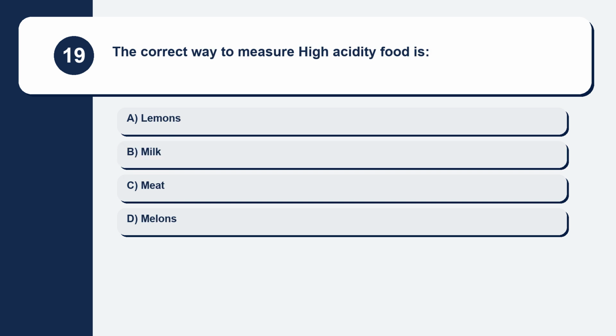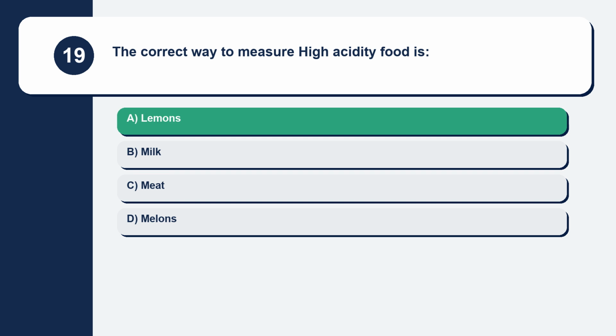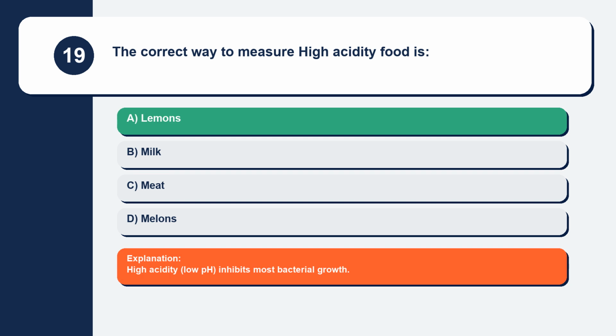Question 19. The correct way to measure high acidity food is lemons, milk, meat, melons. High acidity, low pH, inhibits most bacterial growth.